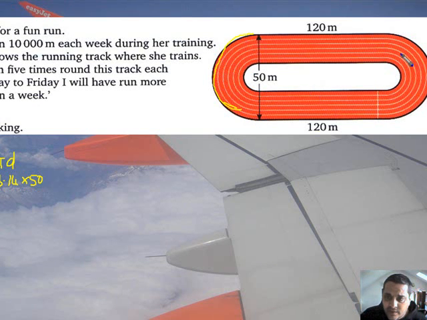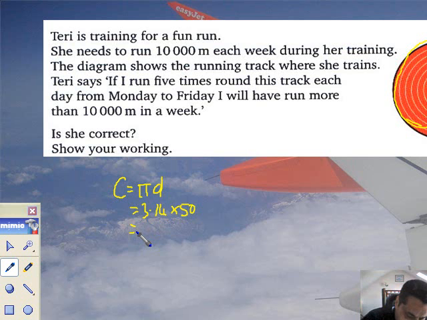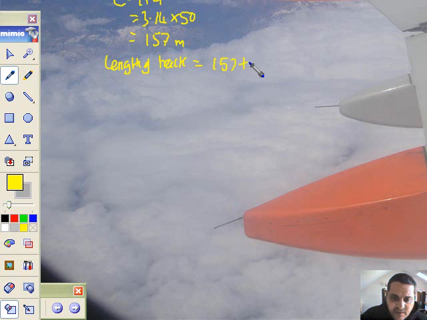Let's try and draw it in then. That one and that one. Beautifully drawn. So that's going to be 3.14 times 50. That gives us 157 meters. So length of track is going to be 157 plus 120.